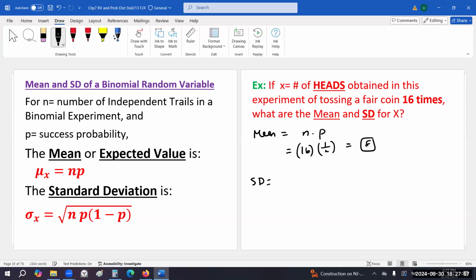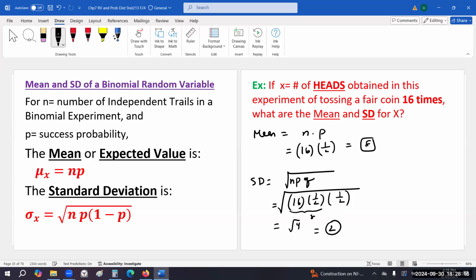Now the standard deviation is the square root of npq. So 16 times half times another half. Basically, we know this is 8. Half of 8 is 4. Square root of 4 is 2.